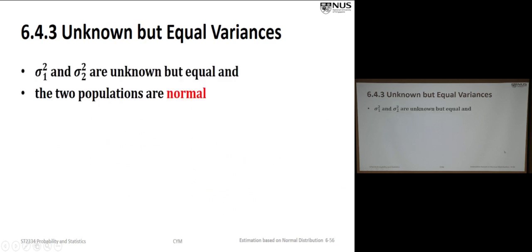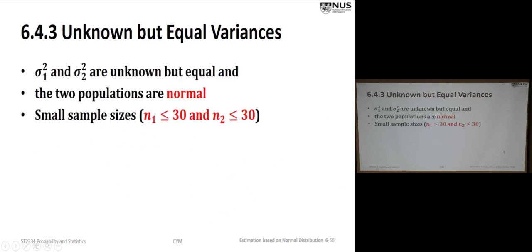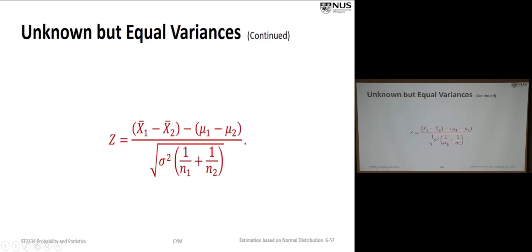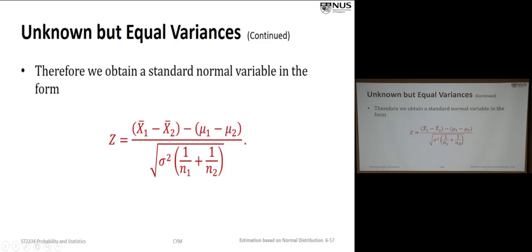So, unknown but equal variances, all right? Like in that case, I still need normal. Sample size not big, all right? Then, because they are the same, I have this one. They make life easy because now I don't have sigma 1 square and sigma 2 square. I just have sigma square so that I can still apply the t distribution. Without that, if it's sigma 1 square and sigma 2 square, it's more complicated. All right, so this follows a standard normal distribution.